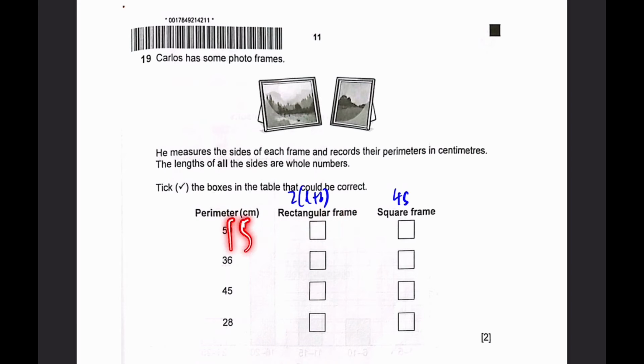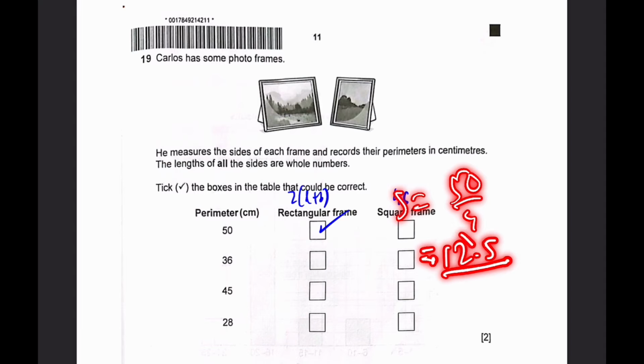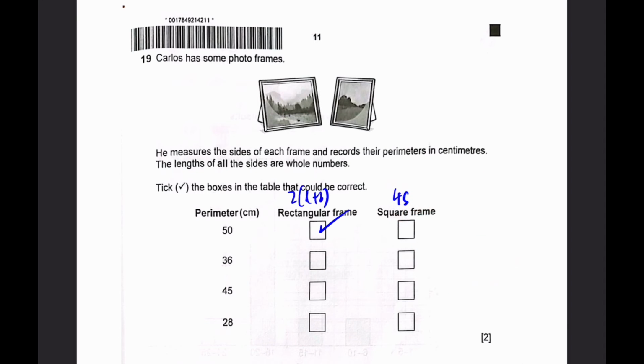Or even 15 and 10. So this is a tick. But what about the square frame? So 4S is equal to 50. That means S is equal to 50 by 4 side length. That'll be equal to 12.5. And this is not a whole number, but it's written that the lengths of all sides are whole numbers, which means we don't take it.